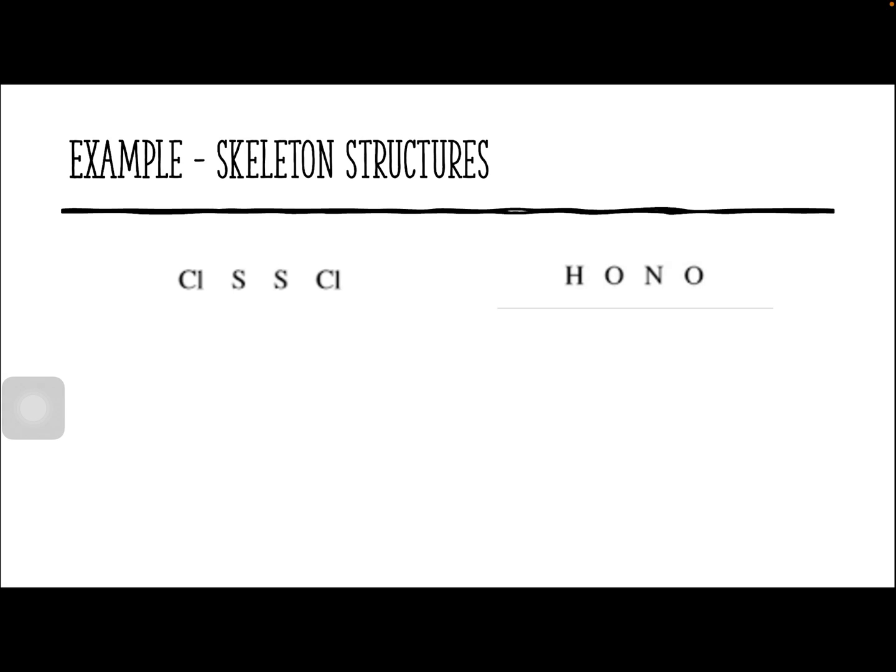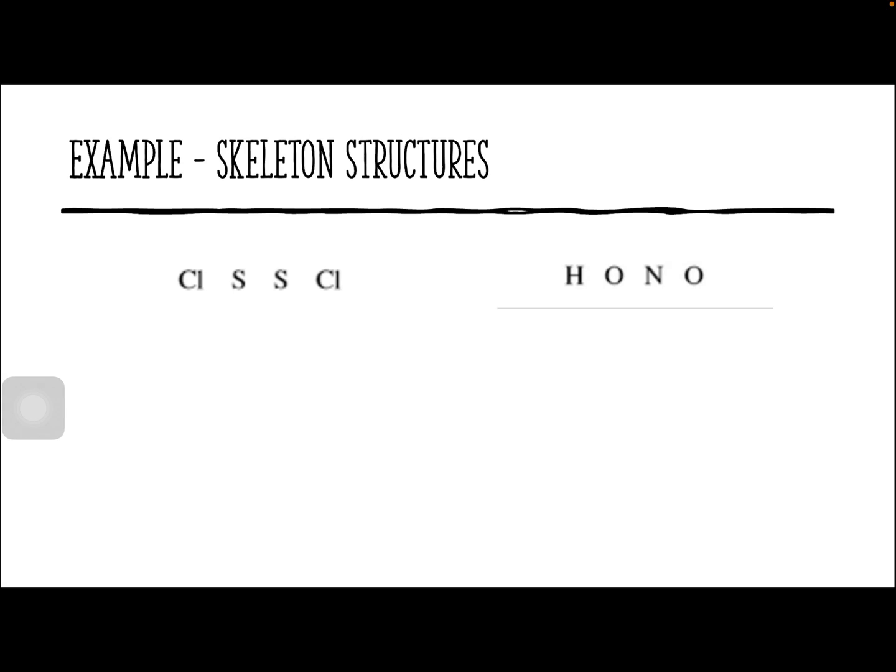So these snips, these little pictures, are taken from actual AP free response questions. Sometimes they'll give you the skeleton structure of the molecule, so you don't have to worry about how to arrange the atoms. You just have to place the bonds and the lone pairs in the appropriate places. So this one on the left, we're gonna start the same thing.